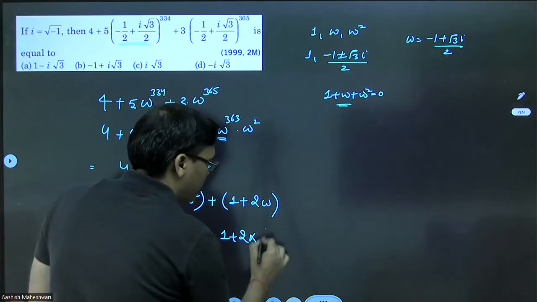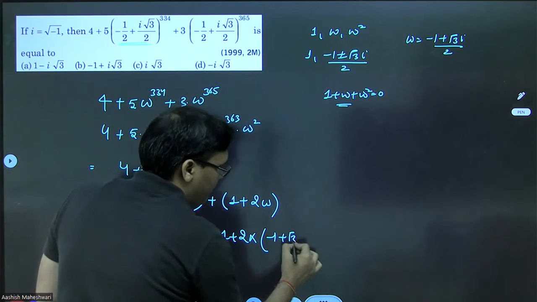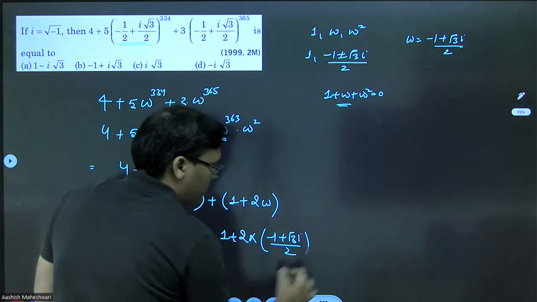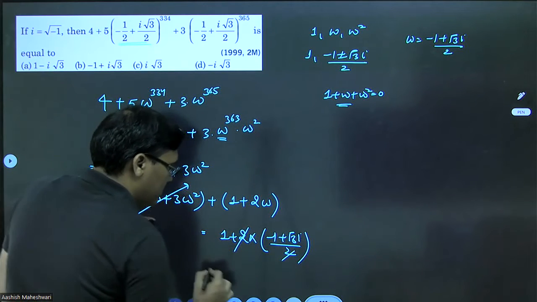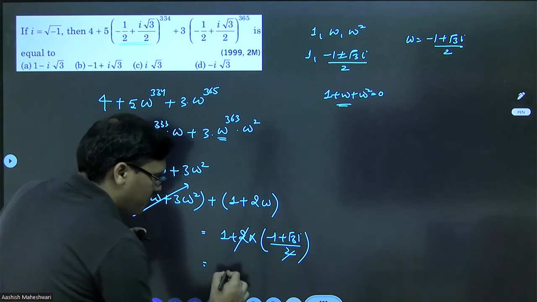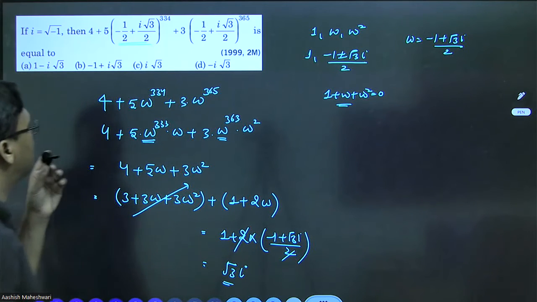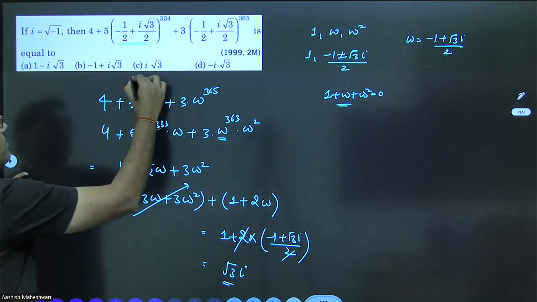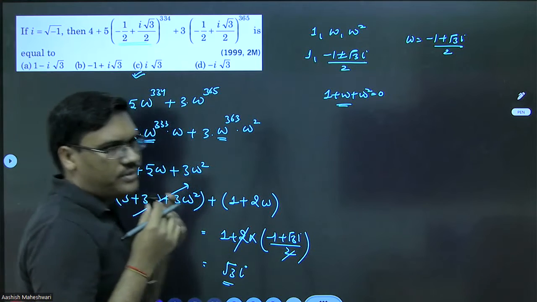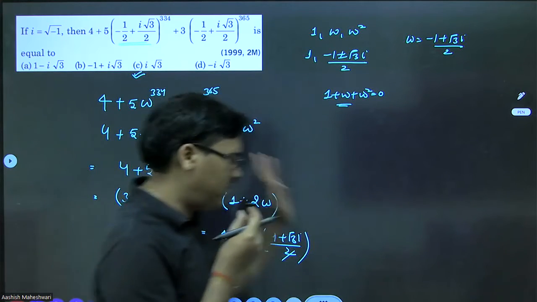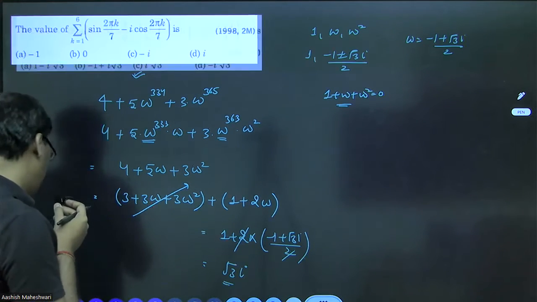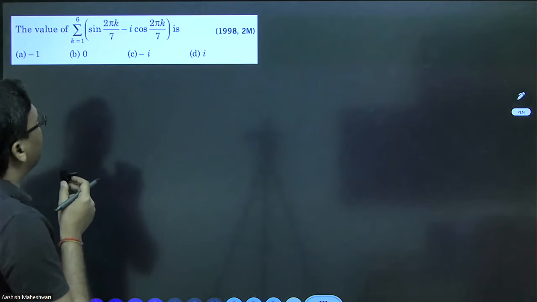What is omega? Minus 1 plus root 3 iota divided by 2. So I can just cancel this: minus 1 and plus 1 will cancel, so you will have root 3 iota. So this expression is equal to iota root 3. I hope this is clear. It's a very easy question, just based on the simple concept of the cube root of unity.